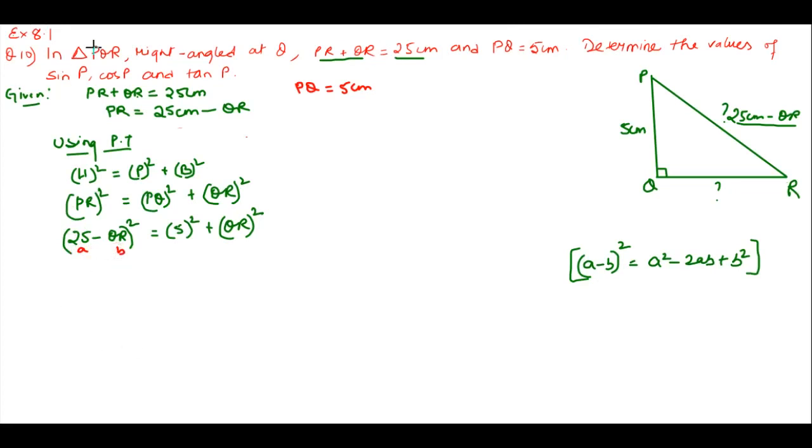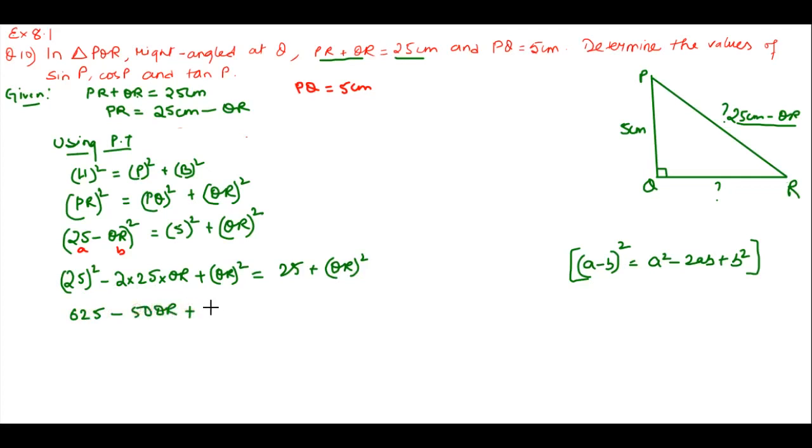As part of the formula, it is A square, so first the value of A is 25 and then square. Then minus the next term, 2 into A into B. So 2 into 25 into QR, and the last term is B square, so QR whole square is equal to 5 into 5, which is 25, and QR square will be just QR square, okay. Now if we multiply 25 into 25, you will get 625, minus 25 twos are 50 QR, and then QR square, and this will be 25 plus QR square.